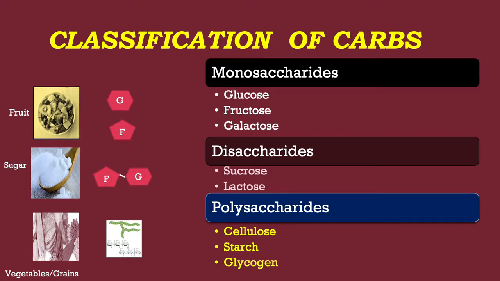Polysaccharides are made up of multiple sugar units. Poly means many. Often, these are very long or branched with complex structures. Examples of polysaccharides include cellulose and starch, both found in plant sources.